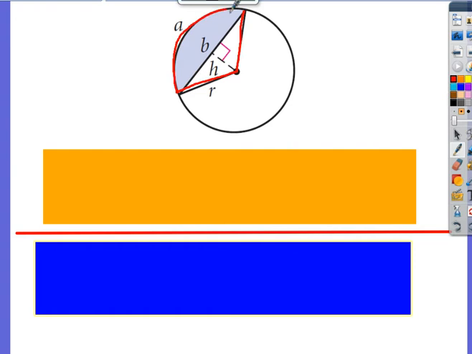This is my sector. That's my sector. If I shade that in, I'm looking for the area of all of that, because then I can subtract the area of this triangle and I get the area of the shaded region. So that's what we're going to do. Go ahead and draw that picture.